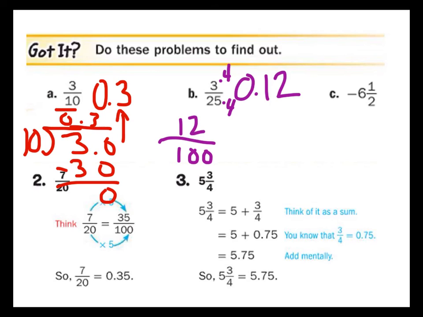C. What did you guys get? Isaac? Negative 6.5. Negative 6.5. How did you do it? Negative 6, and then decimal, and then I just did 1 over 2, or half. Very good. Yeah, 1/2 is a very common fraction that you may just know as 0.5. Okay? All right.